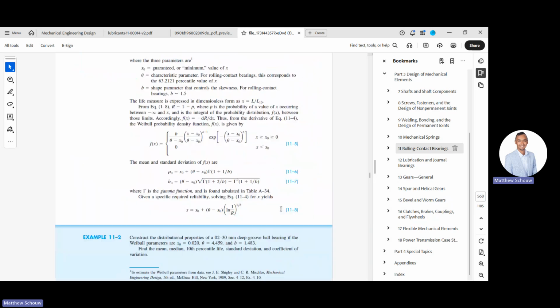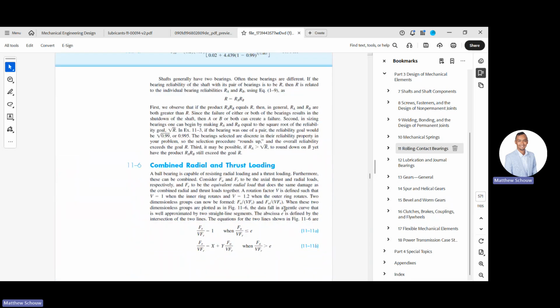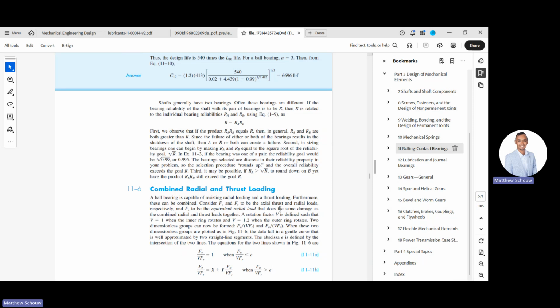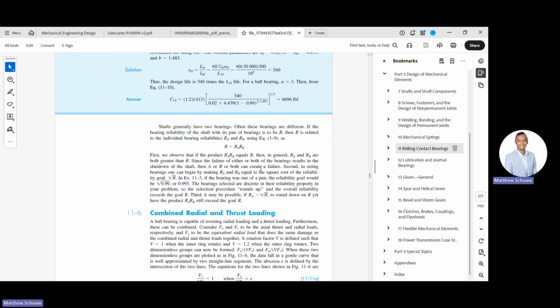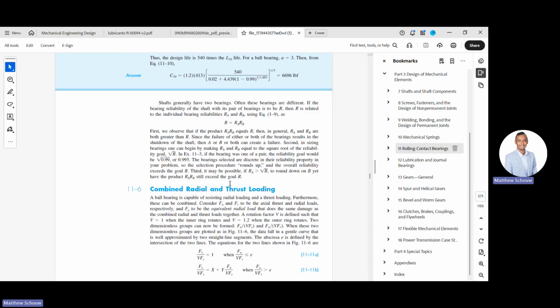So I do recommend going over this. Of course, in your career, you should probably go over a few of these things, and they even have some additional approximation using the root of the reliability.